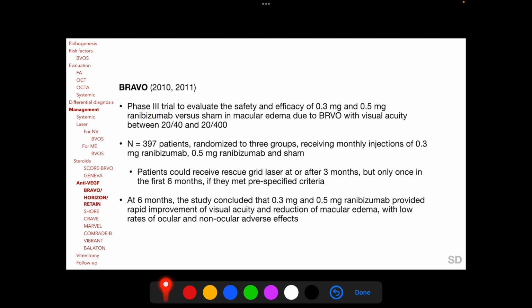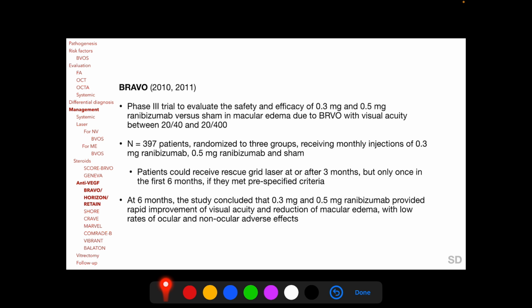The BRAVO trial was a phase 3 trial to evaluate the safety and efficacy of two doses of ranibizumab, 0.3 mg and 0.5 mg, versus sham in macular edema due to BRVO, with visual acuity between 20/40 and 20/400. A total of 397 patients were included and randomized to 3 groups: one receiving monthly injections of 0.3 mg ranibizumab, the second receiving monthly injections of 0.5 mg ranibizumab, and the third receiving monthly sham injections. Patients in any of these groups could receive rescue grid laser at or after 3 months, but only once in the first 6 months if they met pre-specified criteria.